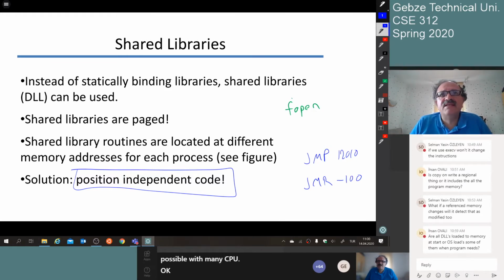Okay, Ihsan has a question. Are all DLLs loaded to memory at the start, or does the OS load some of them when the program needs them? Of course, they are loaded whenever they are needed. If nobody is using the fopen function and the shared library that includes fopen is not in memory, the first time I call fopen, that page has to be brought in from the disk to the memory, and the operating system is responsible for that. That's why the first time you make a function call to a shared library, it will take more time to load it.